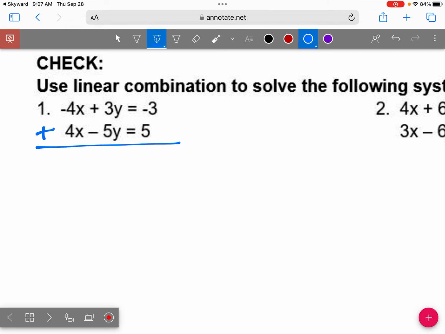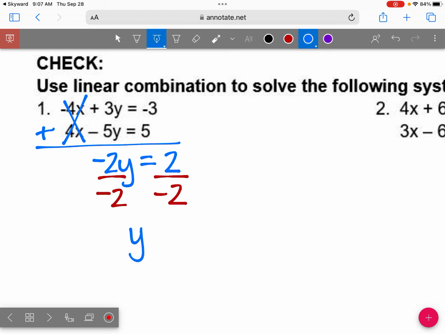So when you add -4 plus 4, you get 0. 3y minus 5y is -2y. -3 plus 5 is 2. Divide both sides by -2. And you get y equals -1.